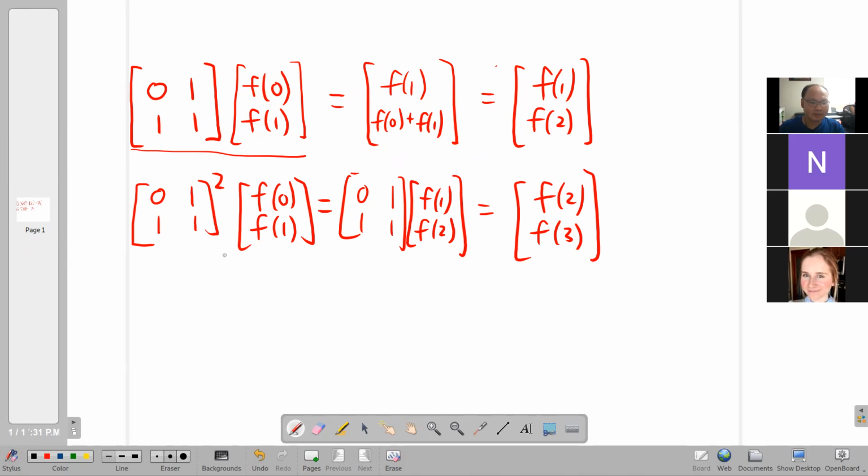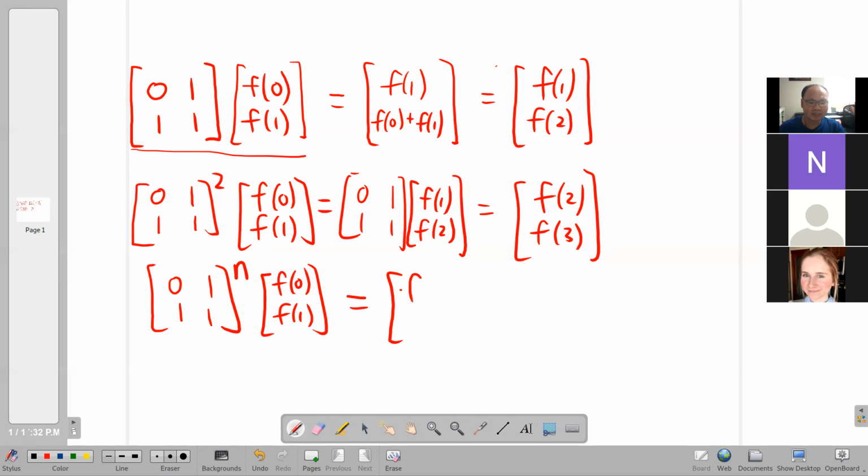And if you do a few more steps, it should not be hard to convince yourself that if I do [0, 1; 1, 1] raised to the nth power, that's exactly F(n), F(n+1). Okay?